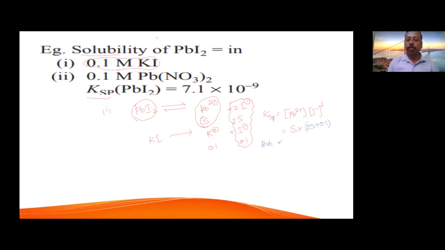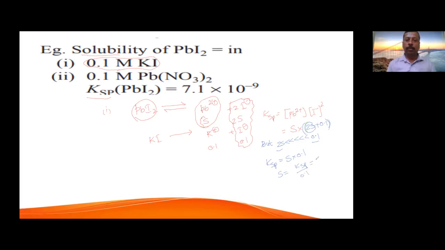But 2S is very small in comparison to 0.1, because 0.1 is coming from the completely soluble salt, while 2S is coming from the sparingly soluble salt. Therefore, in KSP you can neglect this 2S and write only 0.1. My intention was very clear: solubility is equal to KSP divided by 0.1 squared.